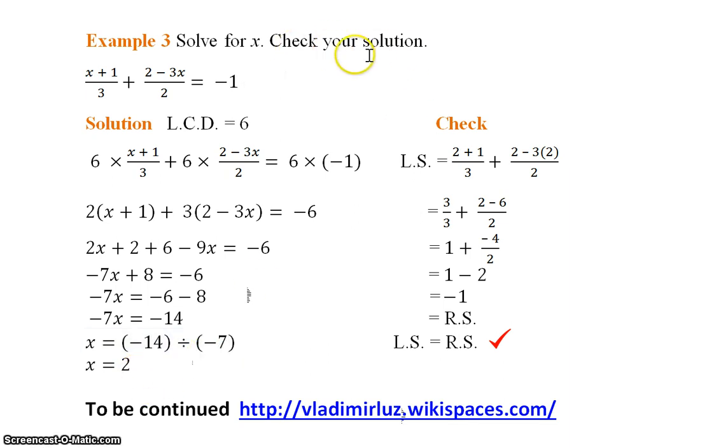We must check our solution. Substitute x equals 2 into the left side of the equation. We will get (2 plus 1) over 3 plus (2 minus 3 times 2) over 2. 2 plus 1 is 3. 3 times 2 is 6. 2 minus 6 is negative 4, and 3 divided by 3 is 1. Negative 4 divided by 2 is negative 2. 1 minus 2 is negative 1, which is the right side. Left side equals right side. Therefore, x equals 2 is the solution of the equation.